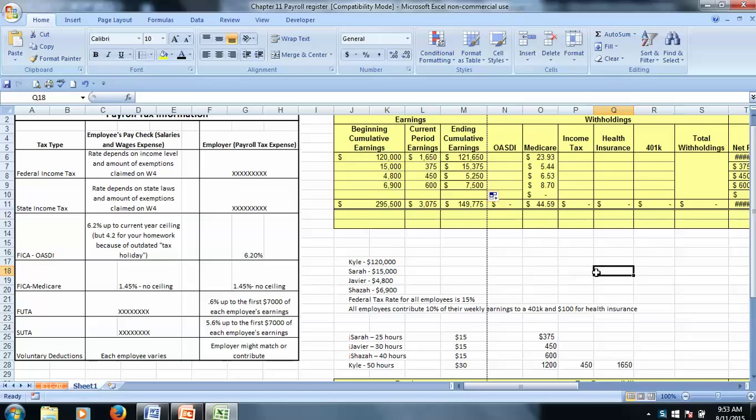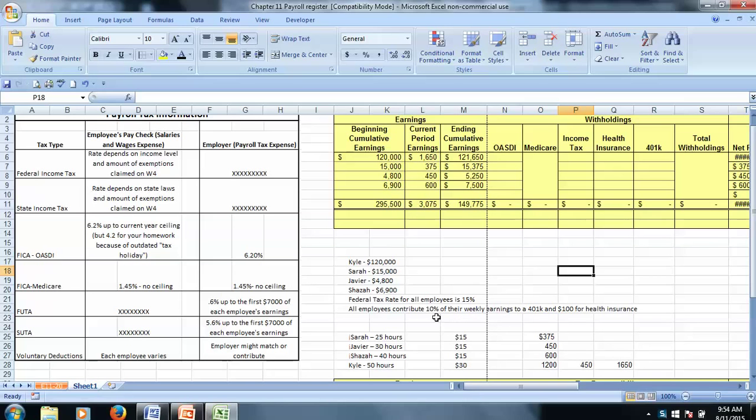Now we're going to be looking at the OASDI taxation. I'm going to delete this Medicare; those are not accurate amounts. So OASDI, Social Security, let's take a look at what it says. OASDI, 6.2% up to a current year ceiling. Now in your book it is 4.2% for the employee, but this was part of the tax holiday we talked about in class. But for this problem we're going to use the 6.2%.